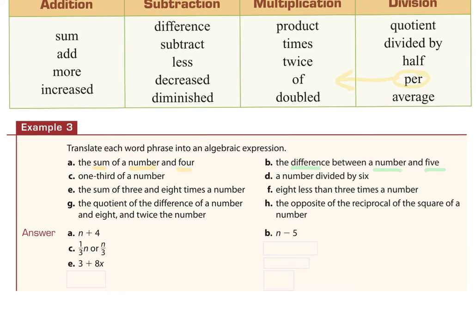And order wouldn't matter here either. You could do 8x plus 3 because it's addition. The next one, however, order does matter. 8 less than 3 times the number.